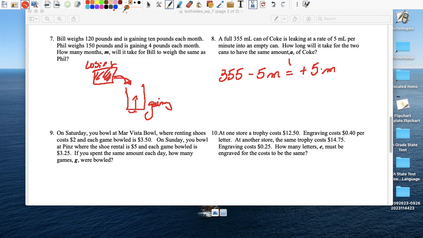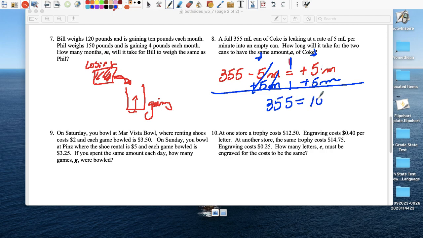Same thing. No distributive property, no combining like terms. Lucky for us. Let's get rid of the variable that has a lower coefficient, which is negative 5m. In order to get rid of negative 5m, I'm going to add 5m, and I'm going to add 5m on this side. That goes away. 355 comes down because that's the only thing left over. And here is 10m. So divide both sides by 10.